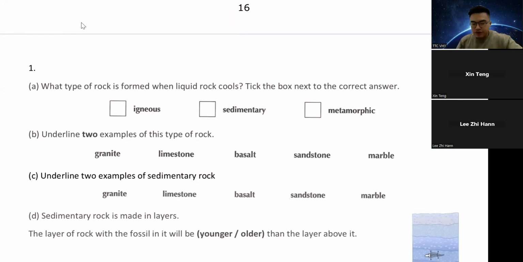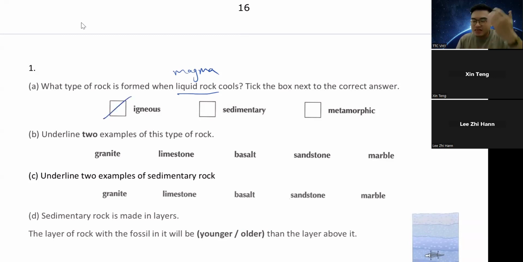Okay, we'll just go through this very quickly. So what type of rock is formed when liquid rock cools? Liquid rock is magma. When you cool magma or lava down, this is your youngest rock, which is igneous.